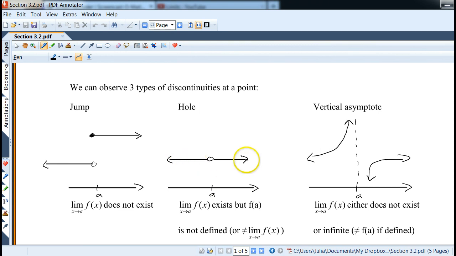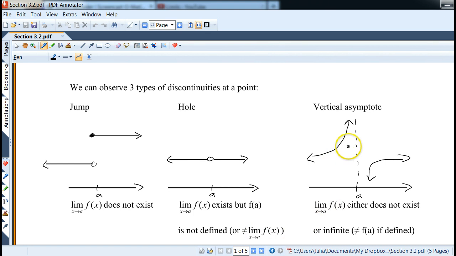Notice from left and right, we're approaching the same y value that's at the hole, but there is a problem. f of a is not defined, or if it is defined, it could be somewhere else, could be above or below the point, and it would certainly not equal the limit in that case.